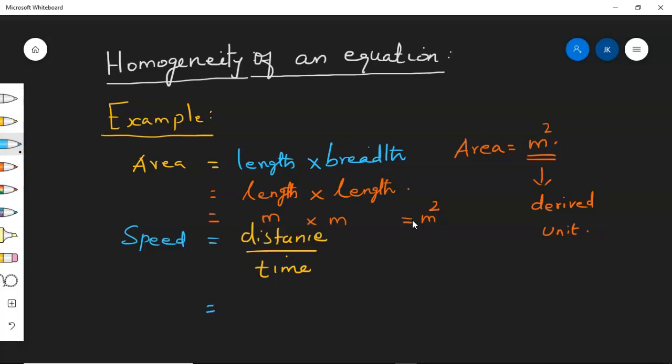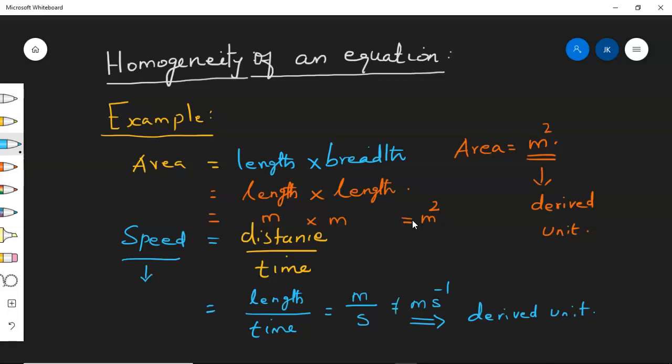Distance. Distance is known as length from the base quantity divided by time, which is another base quantity. The unit of length meter, divided by the unit of time seconds. It can be written like this: meter per second, and this is also a derived unit because this formula of speed, length over time, is derived from the base quantities. Length is a base quantity, time is another base quantity. We get help from the base quantities to derive the formula of speed, so it is known as a derived quantity. Speed is a derived quantity and meter per second is the derived unit.